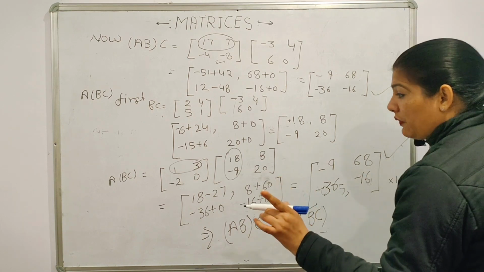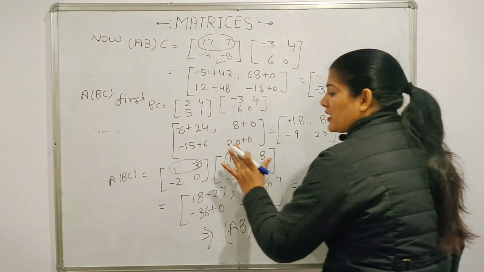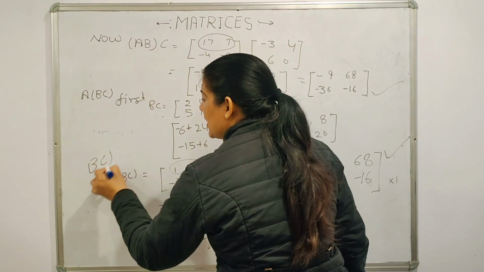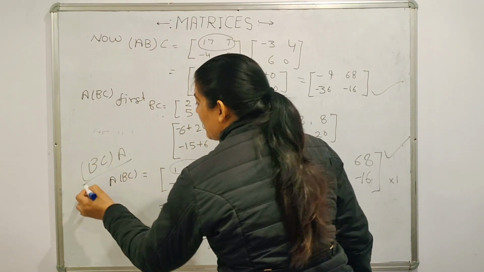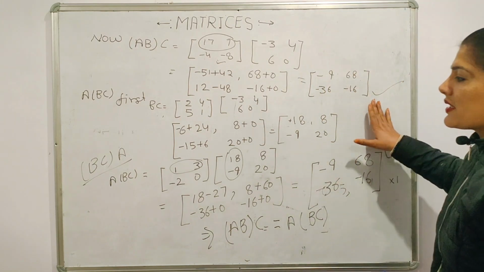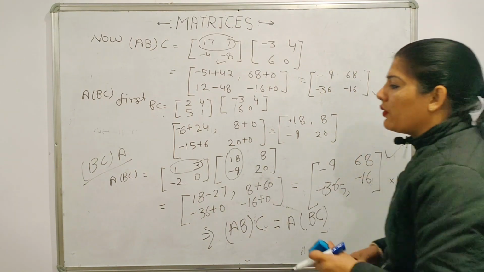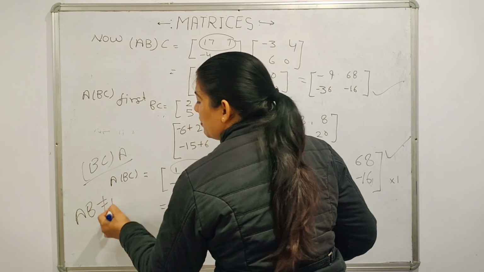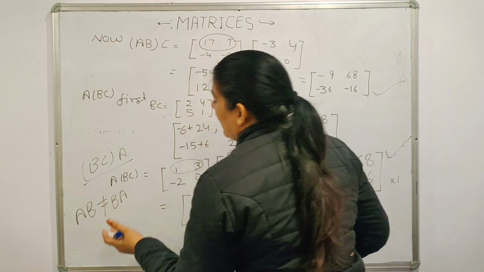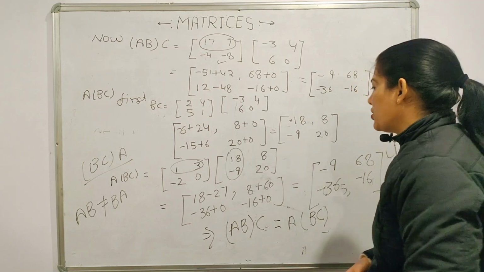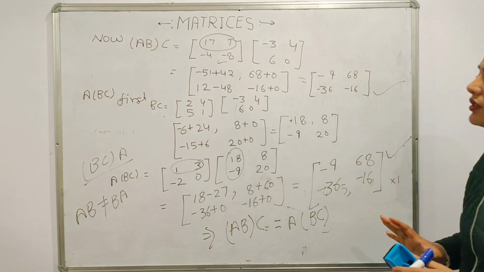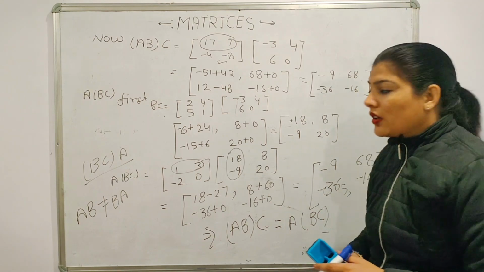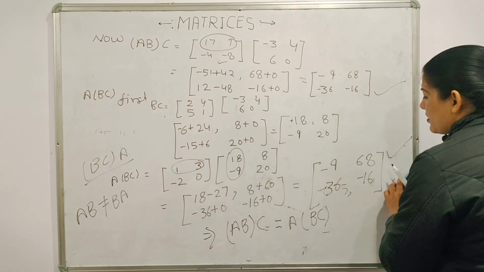But if you change the order here, that means if you write it as BC into A, that will not be equal to this. So be careful, because I have told you AB is not equal to BA, and we can find it with a question also. So this part of the question is done, and the second part is very easy. So let's discuss that also.